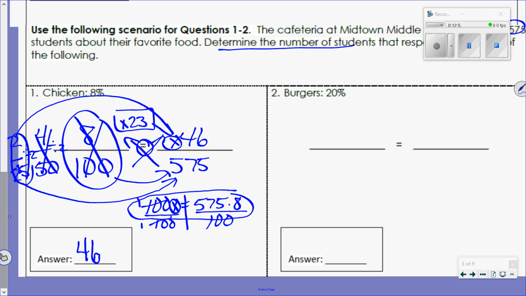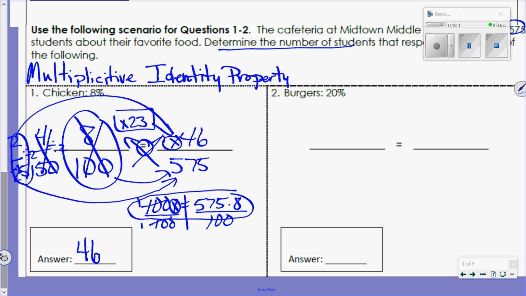You guys probably haven't heard this one before yet, so let's add this one in your notes. It's called multiplicative identity. So I don't know who said identity property, but that was actually really good. The multiplicative identity of 1 means any number times 1 equals itself.